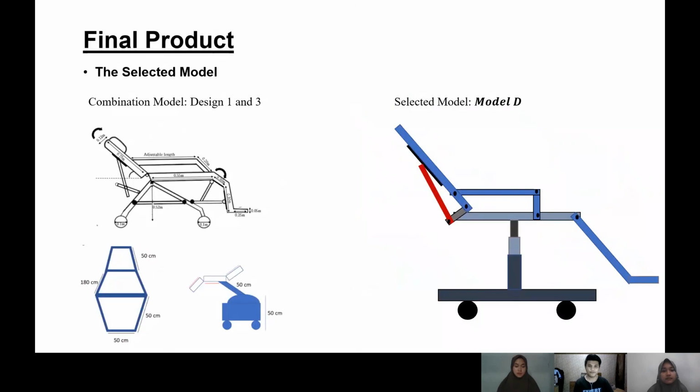Okay, next. Here we have model 1 and model 3. These are the designs designed previously in the first report. Mainly, we are taking the bed from the upper part of design 1 to be in our model D, and we are taking the rod from model 3 for our final design. Hopefully, with this design, the chair can be flexible and take up smaller space compared to the ordinary bed.